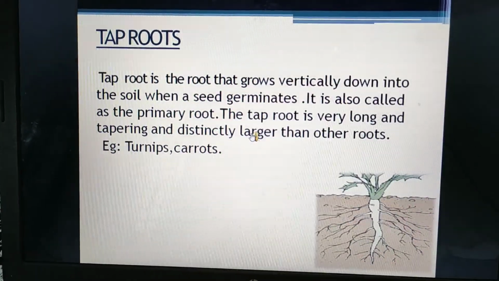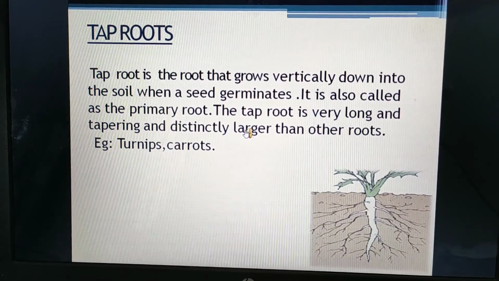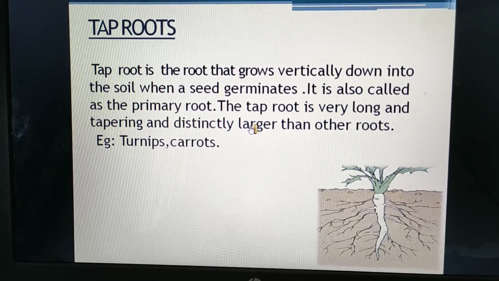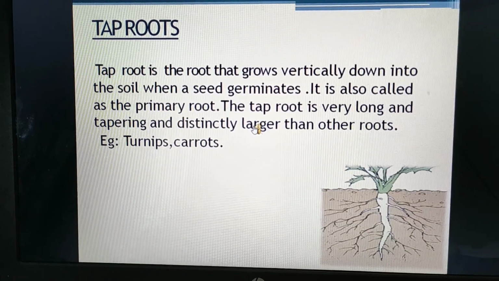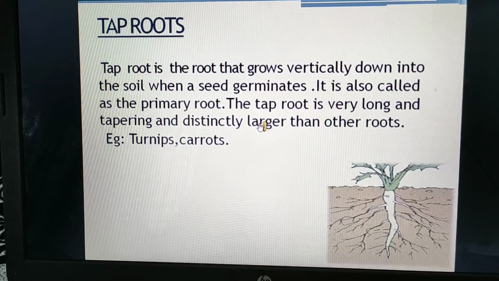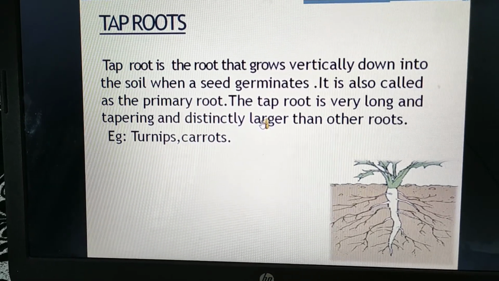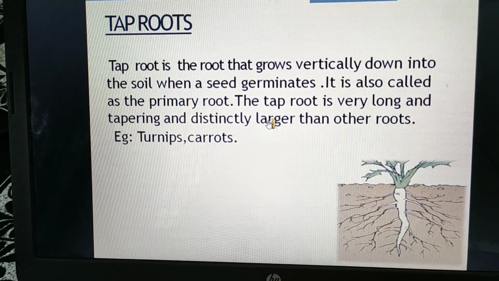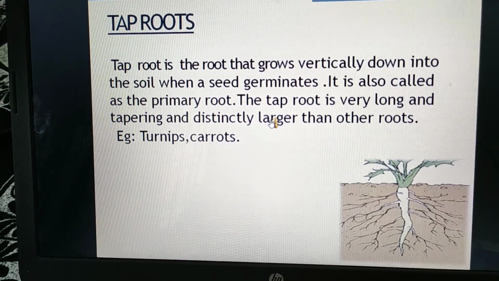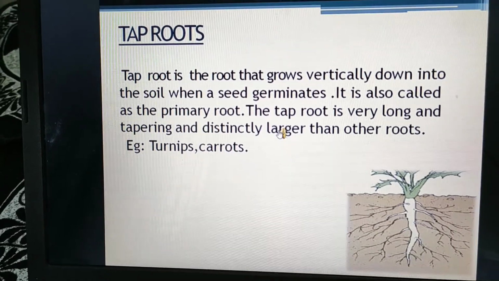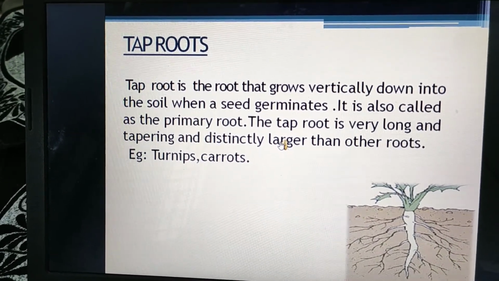Let me tell you some important facts about taproots. Taproot is the root that grows vertically down into the soil when a seed germinates. It is also called the primary root. The taproot is very long and tapering and distinctly larger than other roots. You can see this kind of roots very easily in turnips and carrots.